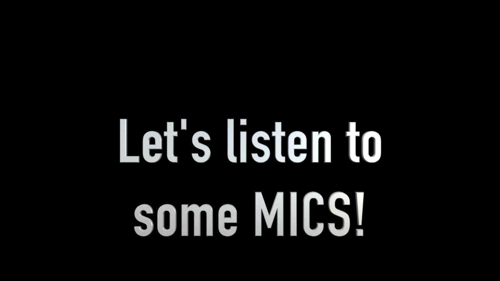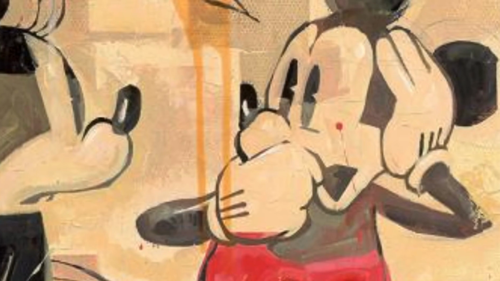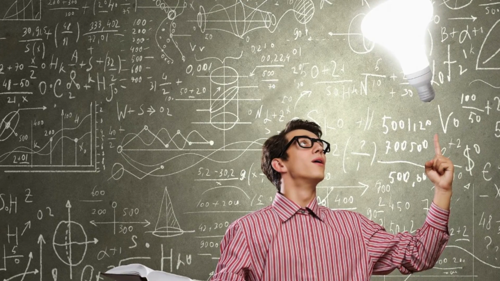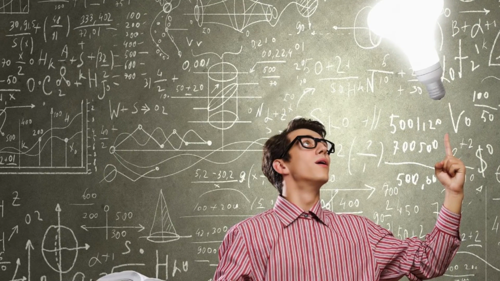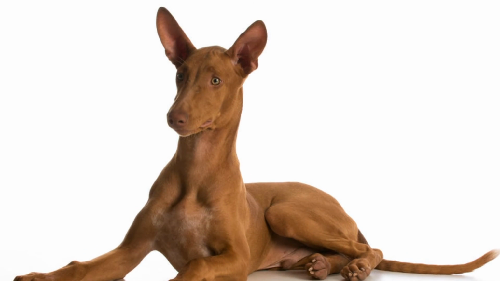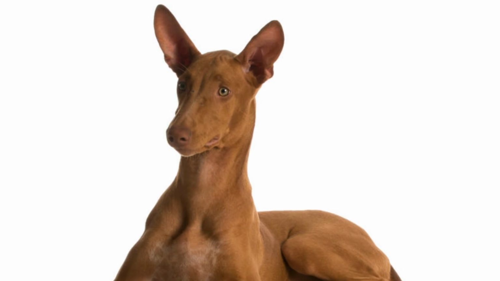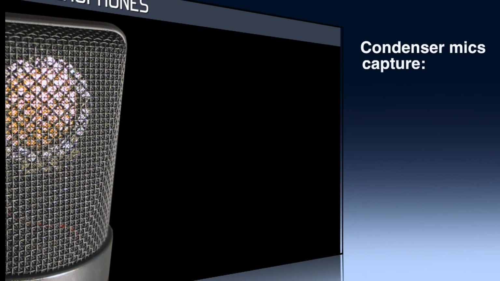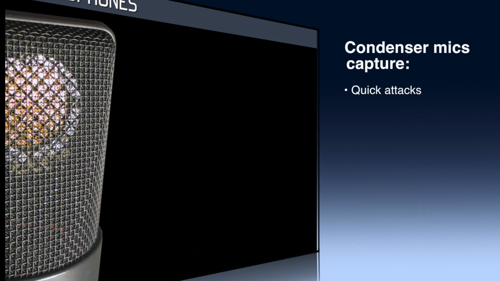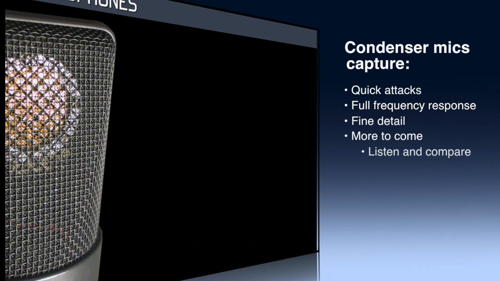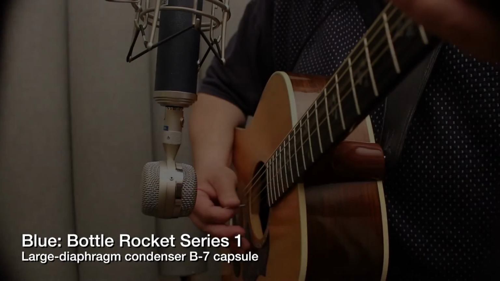Let's listen to some microphones. Some of the differences you hear at first are subtle. Others are more noticeable. As you learn more about how these mic types work, you'll start to fine-tune your hearing to the point where these differences will become much more obvious. Condenser mics capture quick attacks, full frequency response, and fine detail in the sound wave better than the other mic types. I'll explain more later about exactly why each mic type reacts the way it does, but for now, listen and compare the sounds of the following mics.